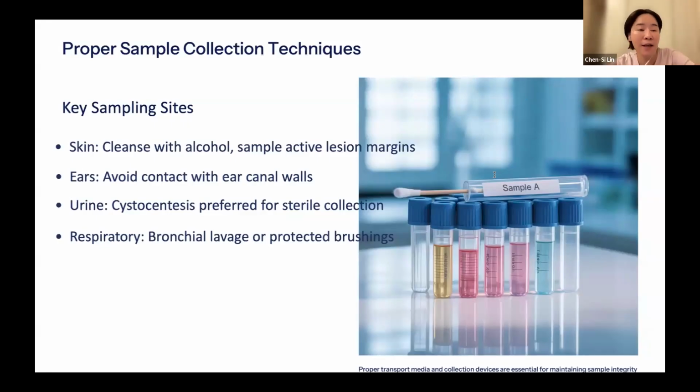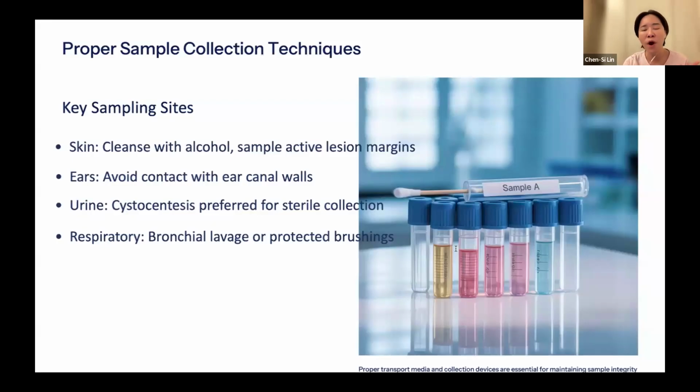I think it's a basic step that we will perform. And then collect the sample from the active edge of the lesion. If you have a lesion on the skin, disinfect with alcohol first, and then collect the sample from the active edge of the lesion. This is where the bacteria are alive and most representative. If we only swab the center of the old lesion, we may just get debris or contaminants instead of the real pathogen. So the key issue when doing sample collection is to collect from the active edge of the lesion, not the center of the lesion.